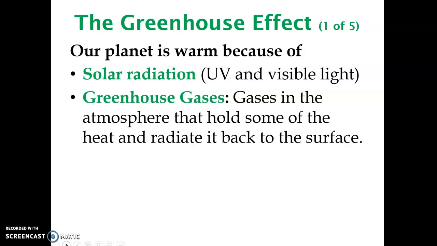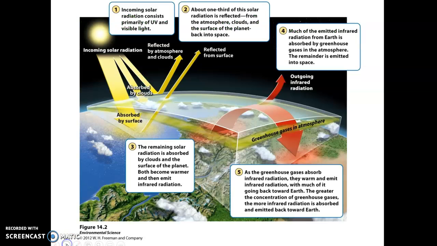So the planet is also warm, not only because of solar radiation, but because of greenhouse gases as well. And these are particular gases in the atmosphere that hold some of the heat, hold some of that solar radiation, and radiate it back to the surface. And only a few molecules do that. That's not a common thing at all. So let's look at it in terms of a diagram or figure.